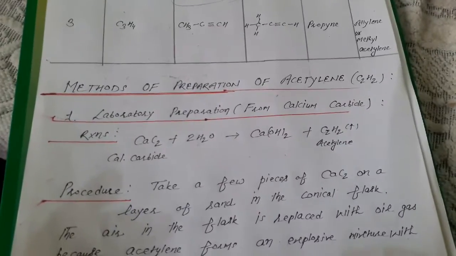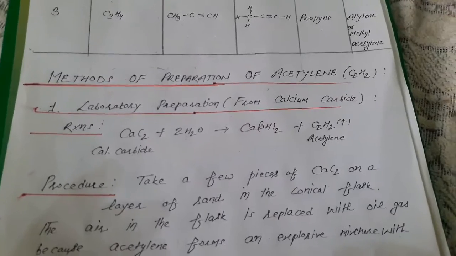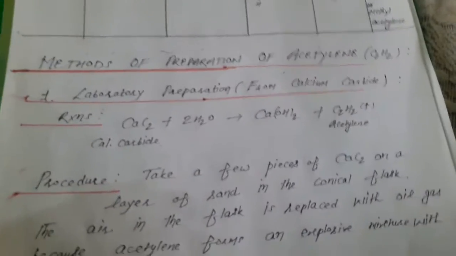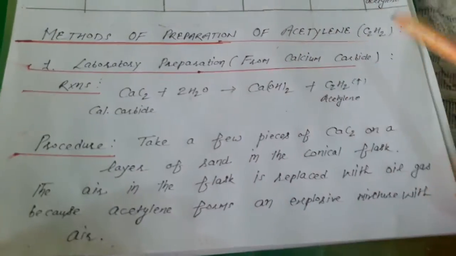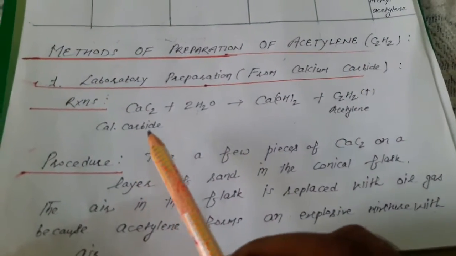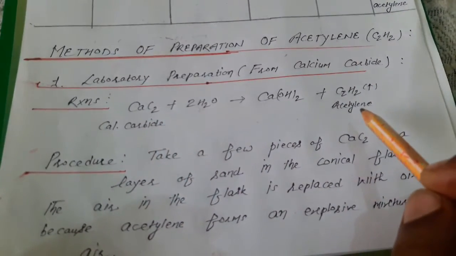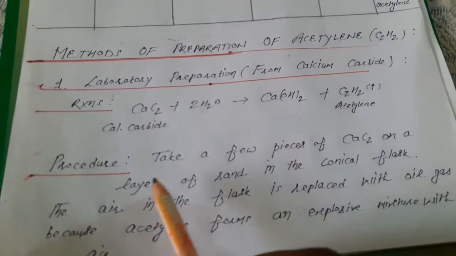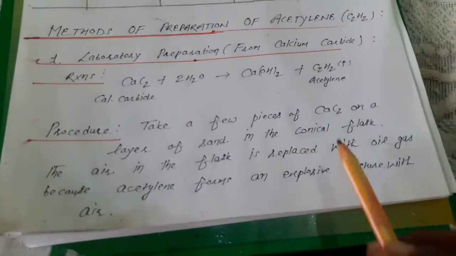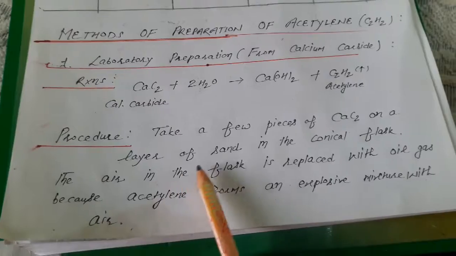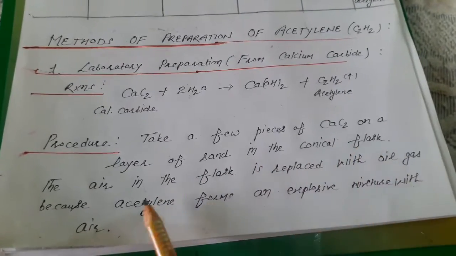So let me see next methods of preparation of acetylene C2H2. So first is the laboratory methods, laboratory preparation from calcium carbide. So by hydrolysis of calcium carbide we can prepare the acetylene. So what is the procedure? Take a few pieces of calcium carbide on a layer of sand in the conical flask.